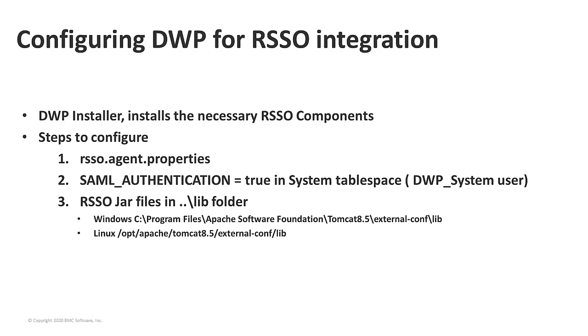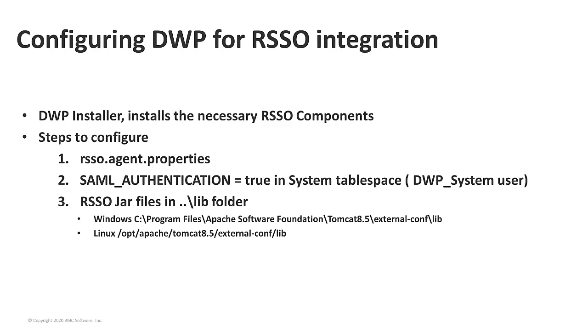A lot of times, if DWP and Smart IT are hosted on the same Tomcat, you may run into RSSO jar compatibility issues, and hence BMC recommends that you run Smart IT and DWP on different nodes. If you cannot run both of these applications on different nodes, at least you can run DWP and Smart IT on different Tomcats on the same host.